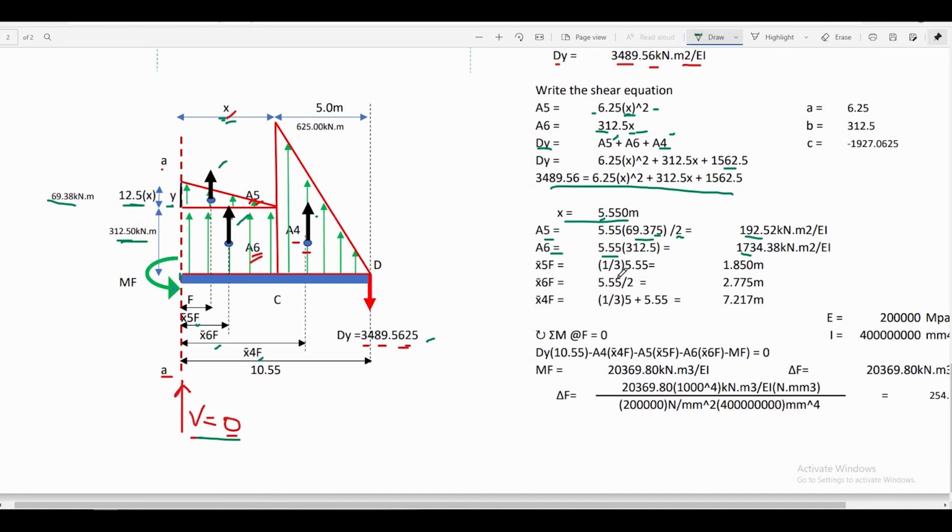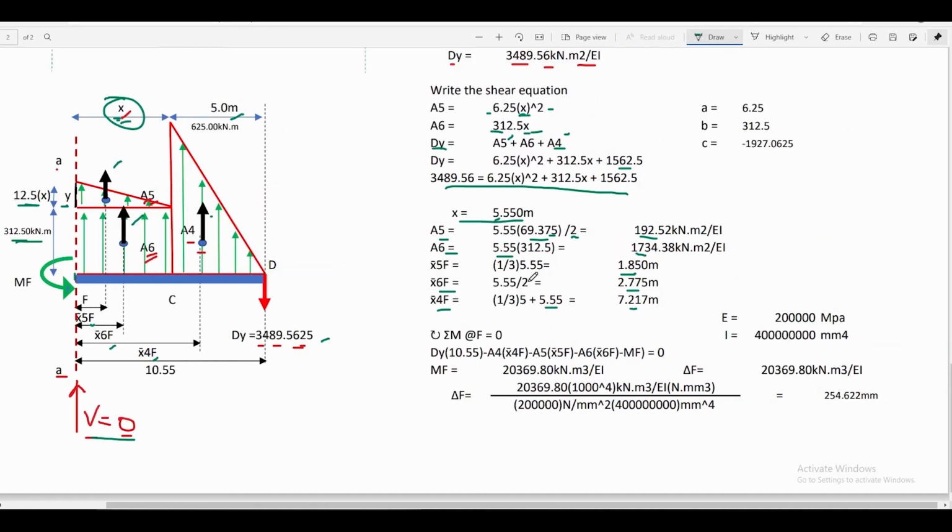For x bar 5F, that is 1/3 of 5.55, since that is a triangular area, so it is equal to 1.85 meters. For x bar 6F, that is equal to 5.5 divided by 2, since that is a rectangular area, so it is equal to 2.775 meters. And for x bar 4F, that is equal to 1/3 of 5 meters plus the value of x, which is equal to 5.5 meters, and it is equal to 7.217 meters.